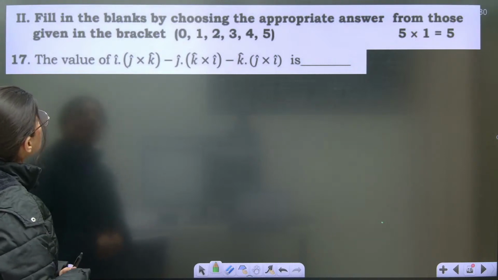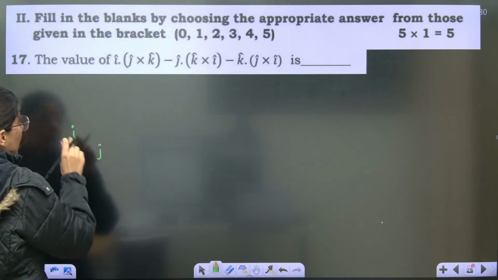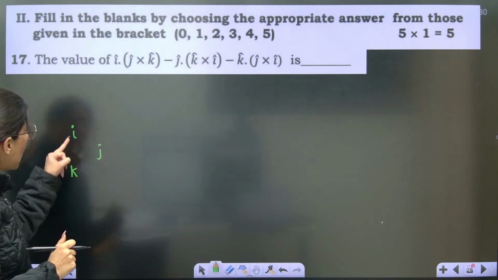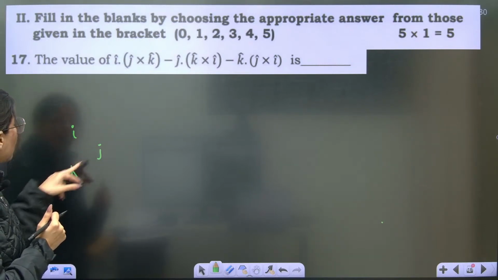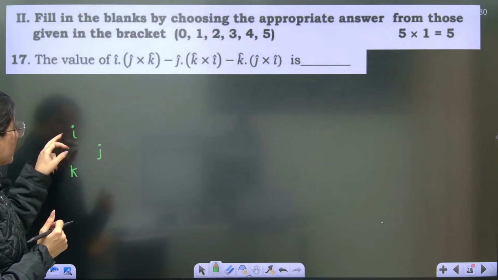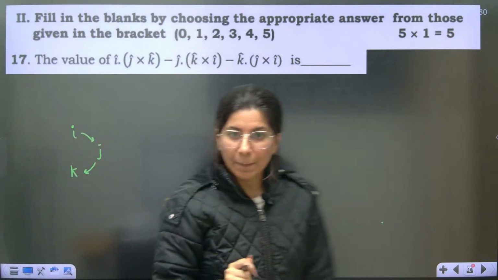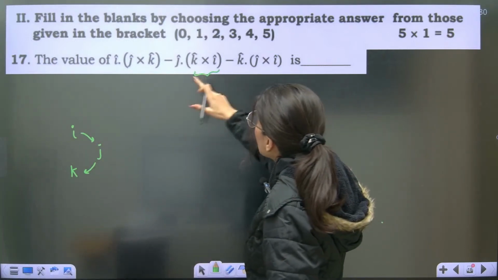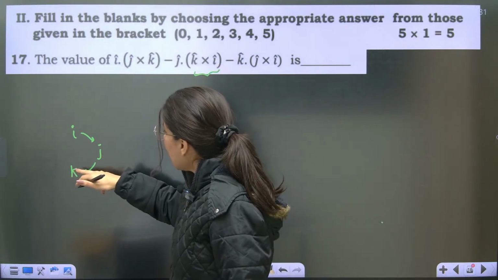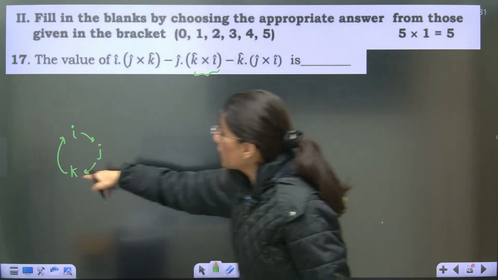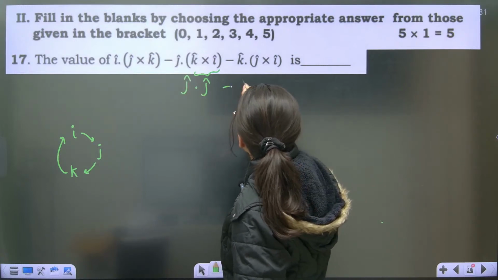Now, the vectors question. You remember I, J, K, then I, J, K is the cyclic order. If somebody asks you I cross J, it will be K. Anywhere you see I cross J, it is K, and this is the cyclic order. But here they are asking K cross I, so that is reverse order. K cross I will be J vector. So this is J dot J, minus, this is K.